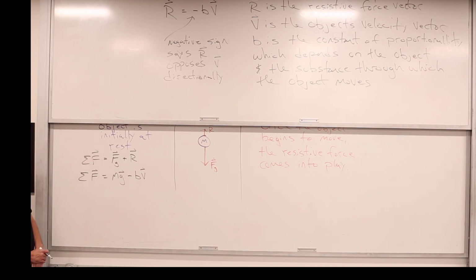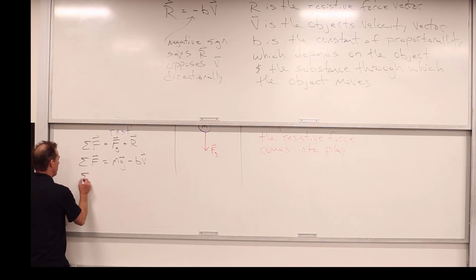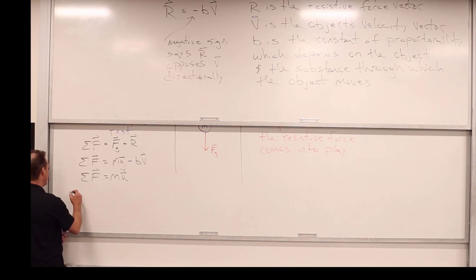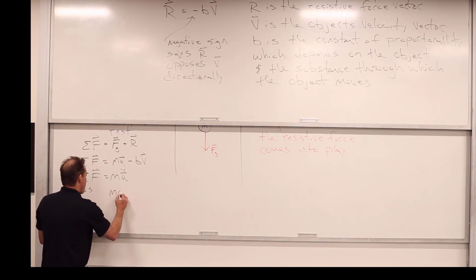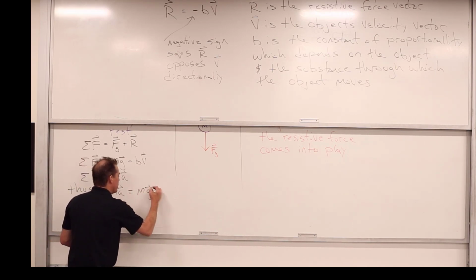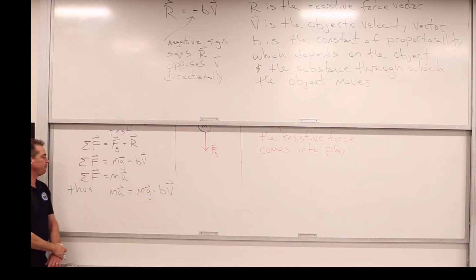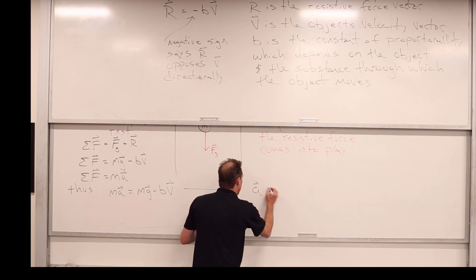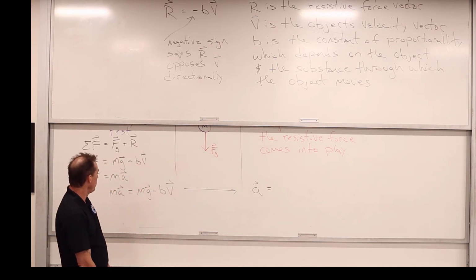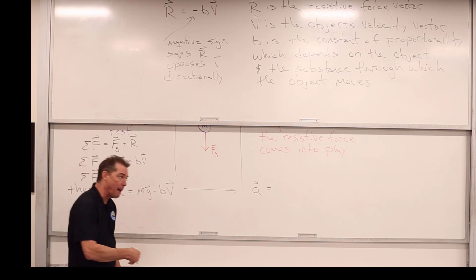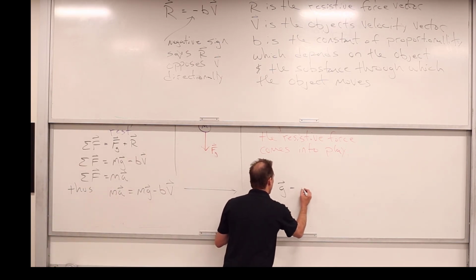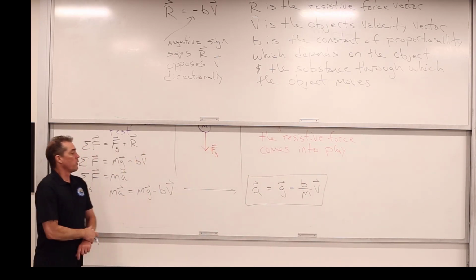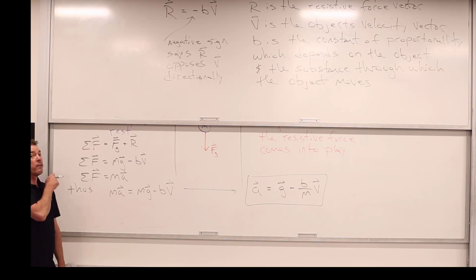What do we know about this? Well, the net force produces the acceleration of the mass. And thus, we must have m a hat is equal to m g hat minus b v hat. Solving this for the acceleration, we can go ahead and say that the acceleration vector is going to be equal to g hat minus b over m v hat. So there's the acceleration as a function of velocity.